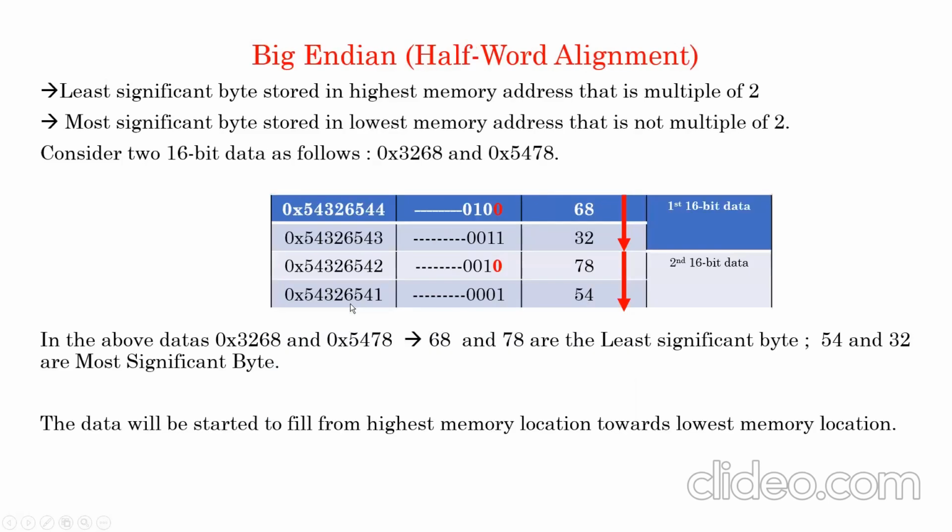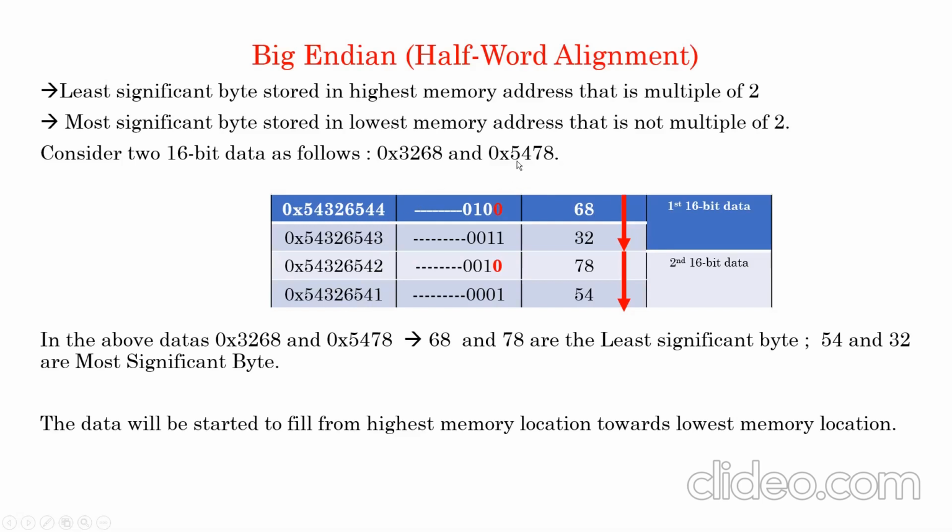Next one, big endian. Least significant byte will be stored in the highest address, and most significant byte will be stored in the lowest address. Here also we'll be following the byte alignment, boundary alignment. Again, consider these two things, 32, 68, 54, 78. These are the 4 locations I'm considering, 44, 43, 42, and 41, with the equivalent binary values of 4, 3, 2, and 1. 68 will be stored in the location 44, and 32 will be stored in the location 43. Least significant byte at highest address, most significant byte at lowest address.